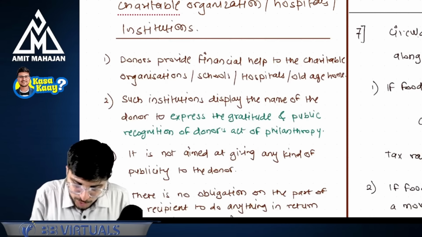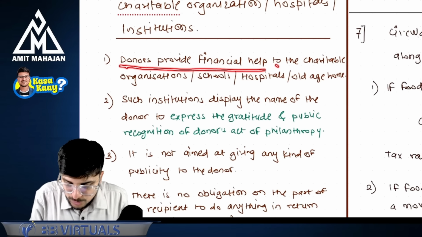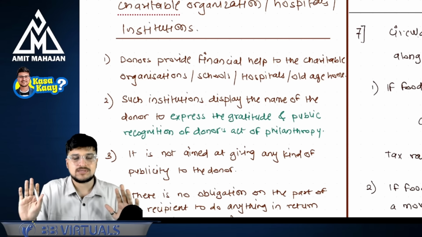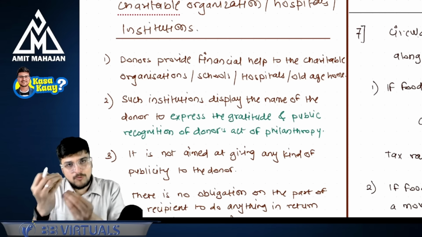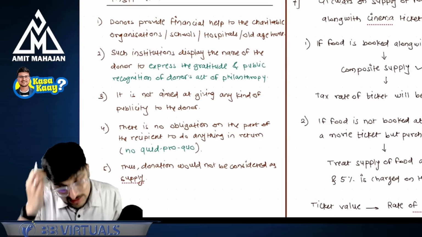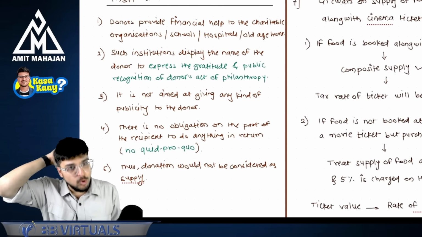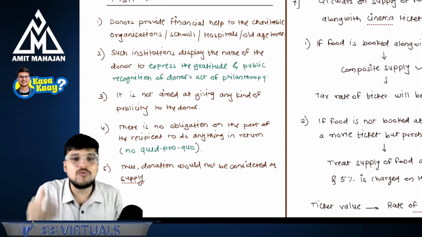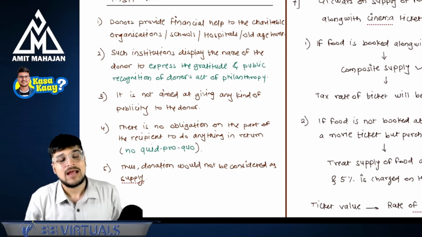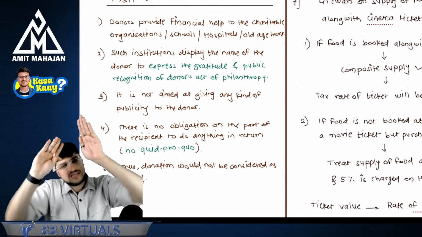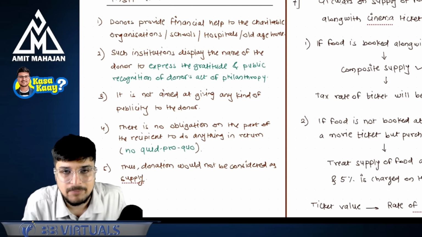Understanding? See, donors provide financial help to the charitable organizations, schools, hospitals, and old age homes. Okay, we provide donations. Number one. See, why have I given these 5 points? Because people know this. I know that you knew this point, but I know that you will fumble while writing the answer. And that's why I have made these 5 magical sentences. You just write these 5 sentences in your exam.